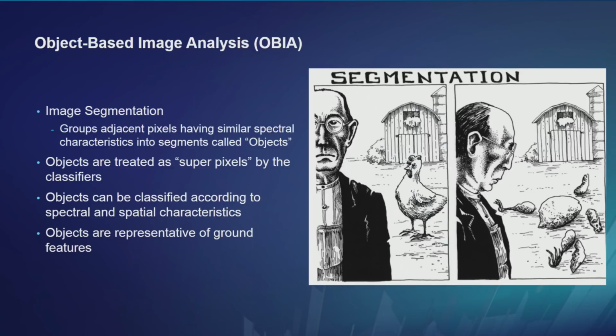I should mention that pixel classification is supported too, in the same exact workflow. So the objects are classified according to their spectral and spatial characteristics, and that's one of the prime advantages. So rather than relying only on the spectral information, you can also bring in spatial information. So the size of an object, the shape of the object, proximity to similar objects or dissimilar objects.